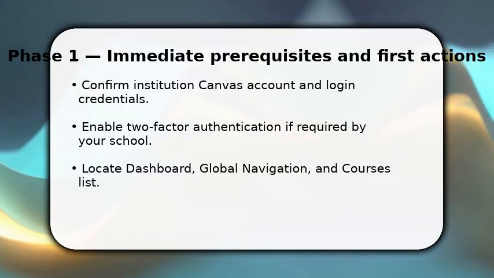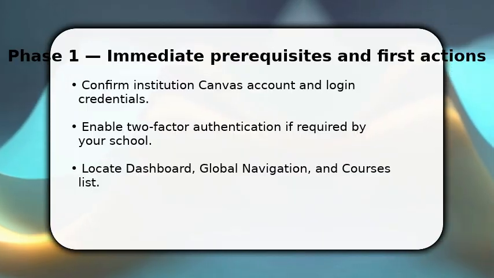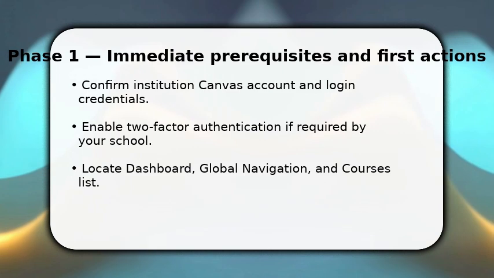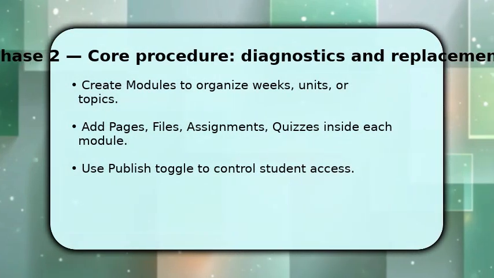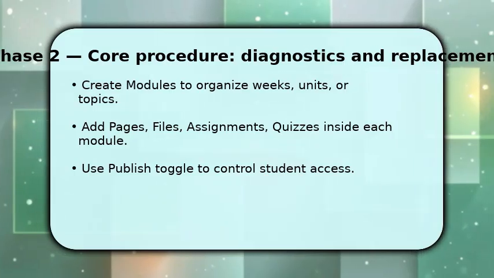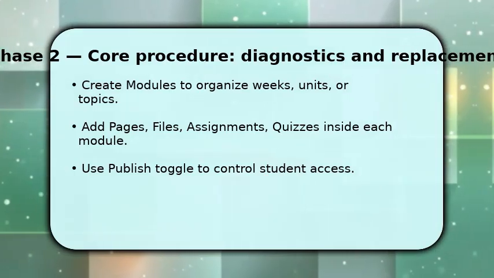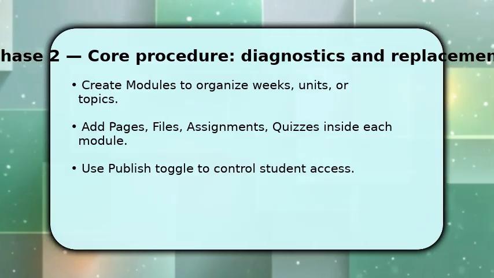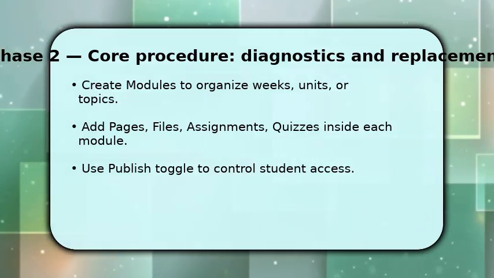Make sure to set your profile and notification preferences now so you receive critical alerts without delay. You create a module and name it for the week or topic, then add content items in the order students should progress. Once your module exists, add pages for readings, files for PDFs, assignments with due dates and submission types, and quizzes with time limits.